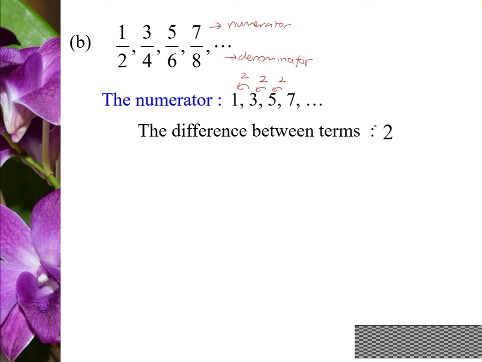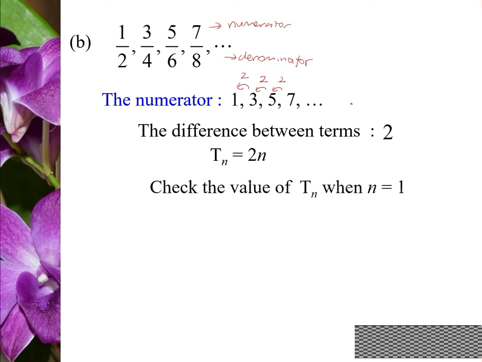That means we can write our first formula to be Tn equal to 2 times n. But before that, please check, is it correct that our first value, when we substitute in 1 into 2n, you get 1? When you substitute in 1 into this formula, you get 2, which is not equal to the first term, 1. Okay, this is the first term.